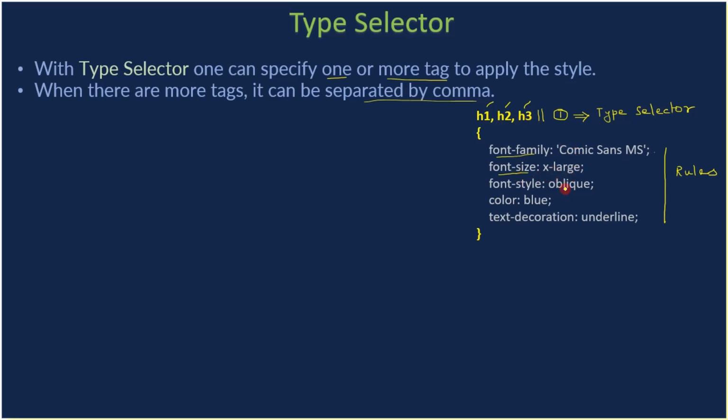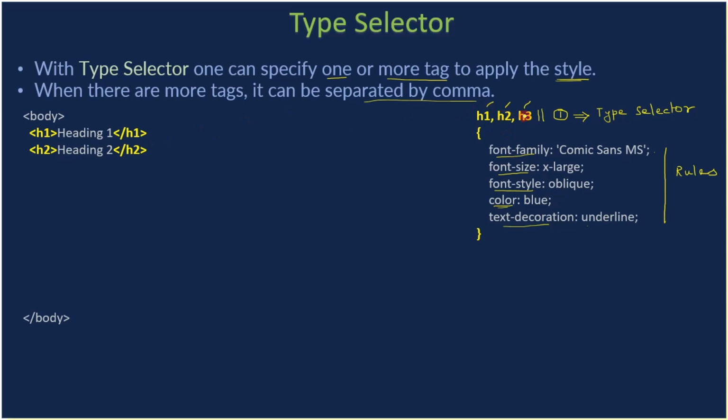So font size is X large, font style is oblique, or we can call it italic. Color will apply a color to the selected element, and we set blue color. Then text decoration, underline. So if this is the selected tag, underline is placing a line below the text.